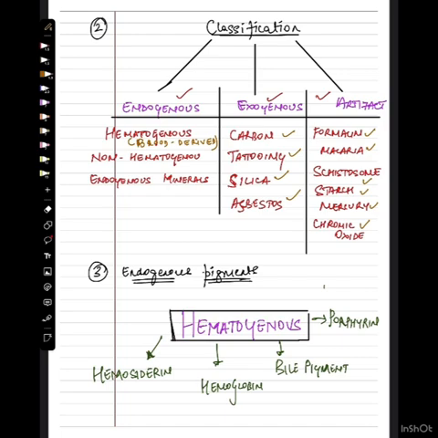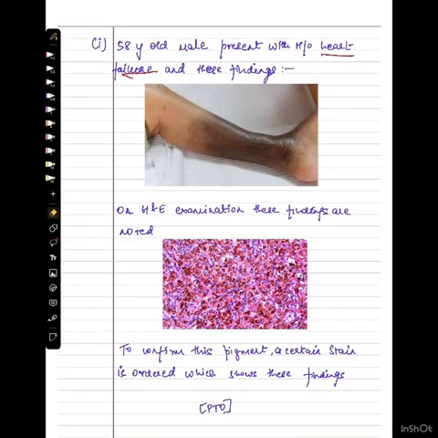We now start with hematogenous pigments. Hematogenous pigments can be further classified as hemosiderin, hemoglobin, bile pigment and porphyrin. We will now discuss each of these pigments in a case-based study. Let us now discuss the first case. In our first case, there is a 58-year-old male who presents with a history of heart failure, and these are his findings. Here, as you can see, there is a yellowish brown discoloration seen in his extremities.